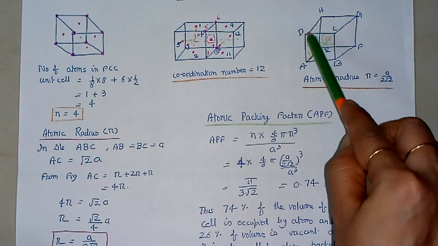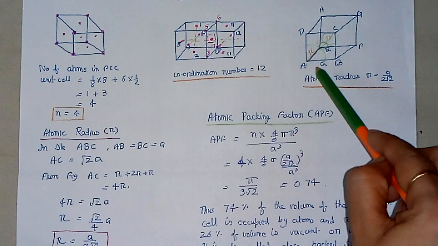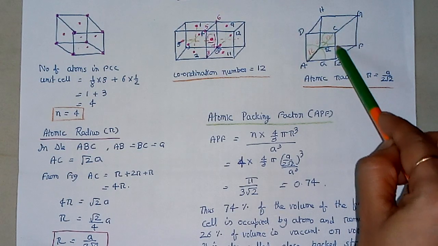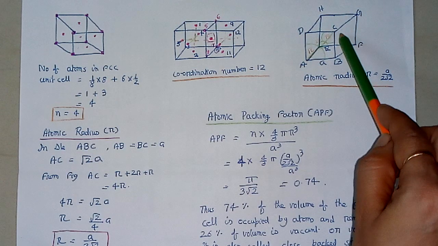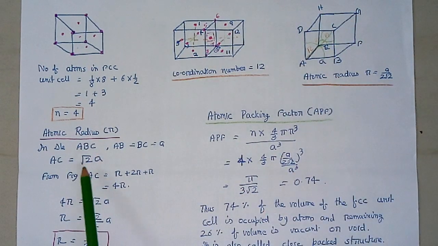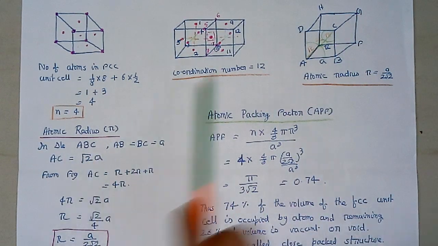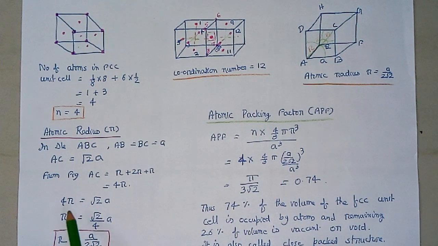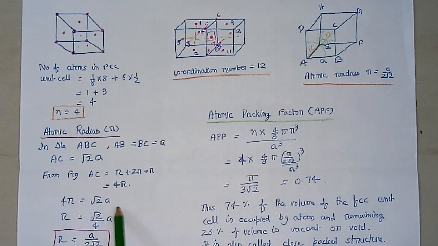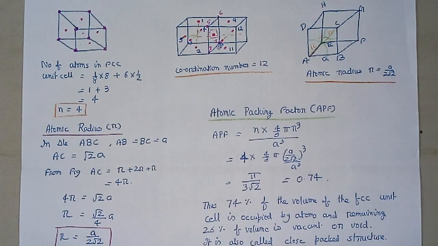Now let us see this triangle. In this right angle triangle ABC, we know that AB equals a, BC equals a, and AC will be equal to, for a right angle triangle with sides a and a, under root 2 into a. So we get root 2a for AC, and we also got this equal to 4R. If we equate these two, 4R equals root 2a, or R equals root 2 upon 4 into a, R equals a upon 2 root 2.